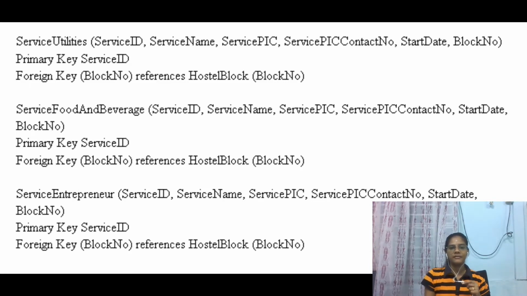For service food and beverage, the attributes are service ID, service name, service PIC contact number, start date, and block number. The primary key is the service ID and the foreign key is block number, references hostel block number. The last one is the service entrepreneur, which is the same as service utilities and service food and beverage, including service ID, service name, service PIC contact number, start date, and block number. The primary key is the service ID and the foreign key is block number, references hostel block number. Thank you. Next will be proceeded by my other team members.